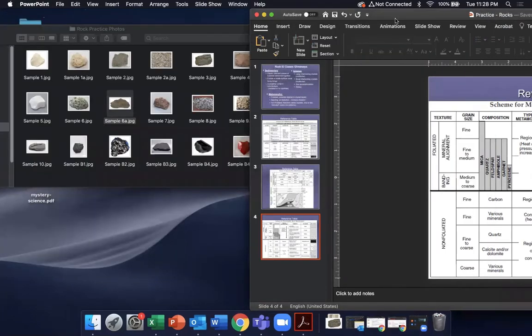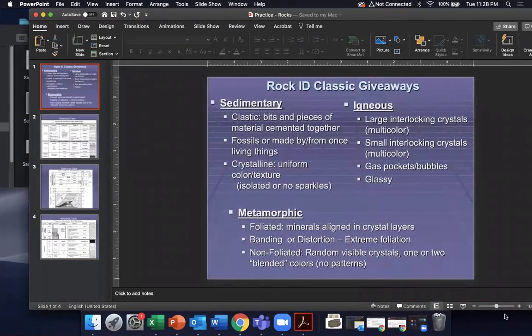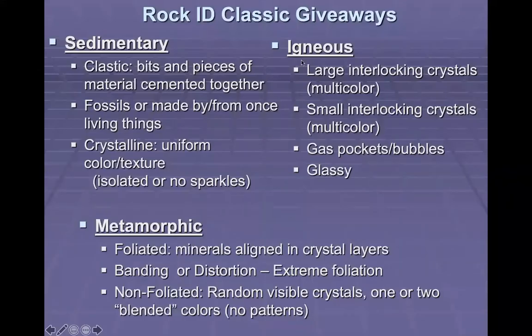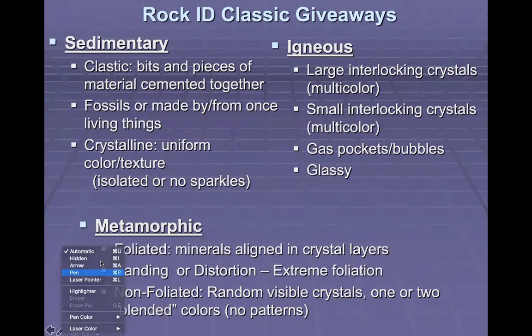And when you go to our dead giveaways chart, I say dead giveaways, it says classic, whatever you want. I don't see bits and pieces of material cemented together because there are lots of crystals, not chunks of stuff. No fossils, and I'm sparing you the ink this time. No fossils, not a uniform color or texture without sparkles for sure. So that eliminates all of sedimentary. Large interlocking crystals, it does have some, and they are multicolor. So I would be tempted to pick that one.